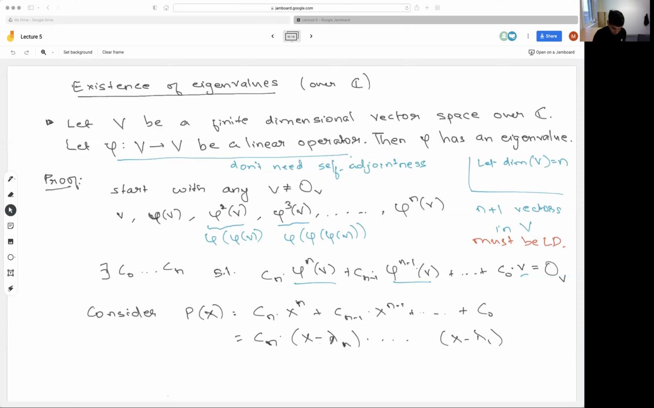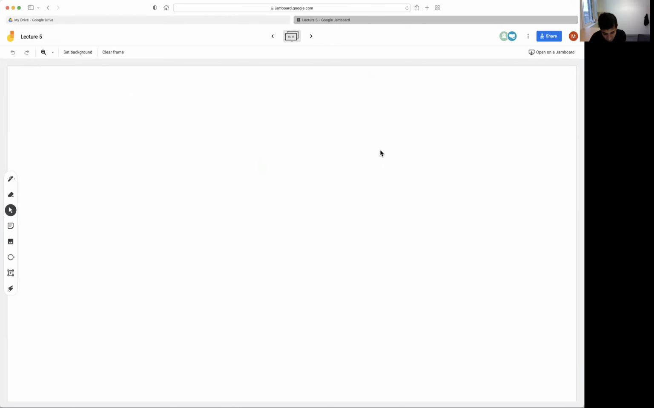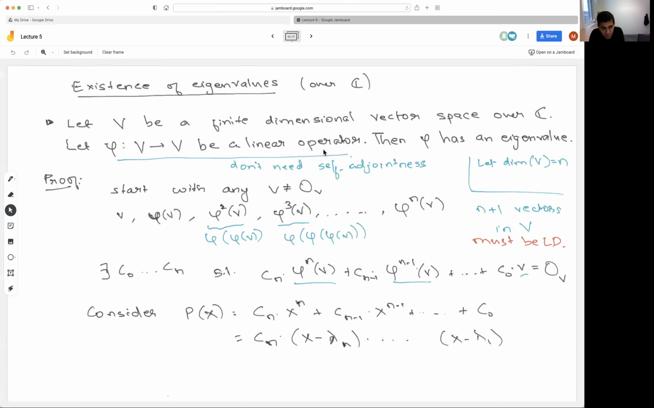And now let me... Quick question here. So if you write it as a polynomial, then you have this dependence between terms that x. Yeah, I guess I'm a little confused how you can write this as a polynomial.